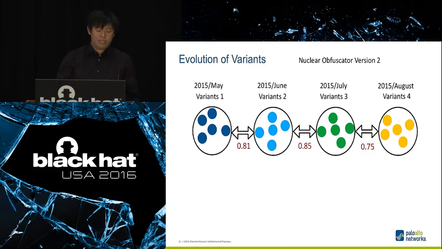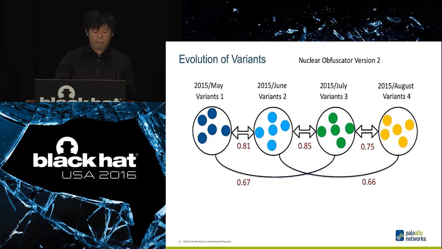We want to take one step further. We want to see what the difference is between variant 1 and variant 3. Because each change is 20%, if the obfuscation engine logic changed at the same place, the similarity should still hold at 0.8. However, the truth is that it dropped to 0.67, which means the changes to the obfuscation engine logic happened at different places. Similar things happened for variant 2 and variant 4.